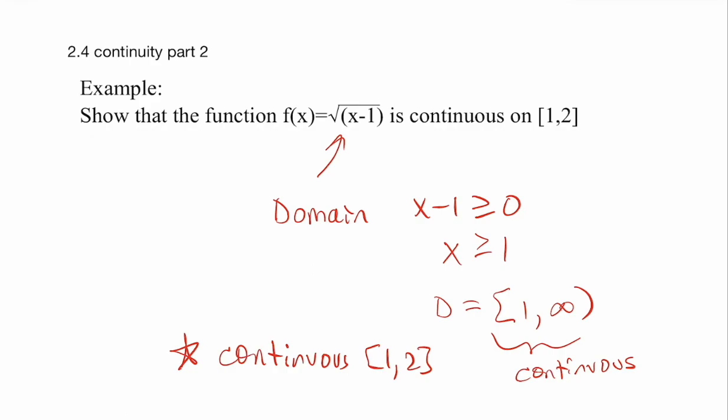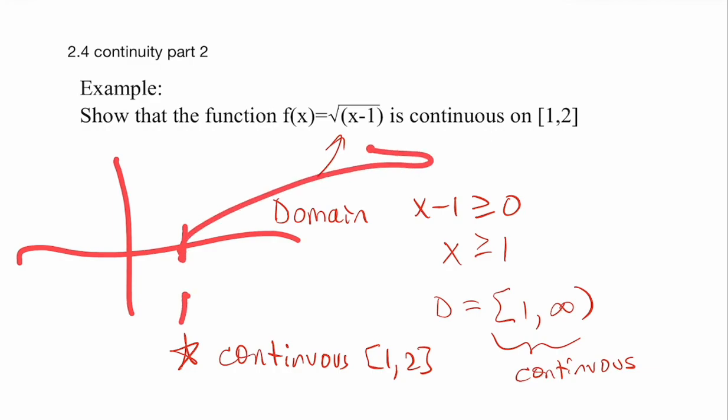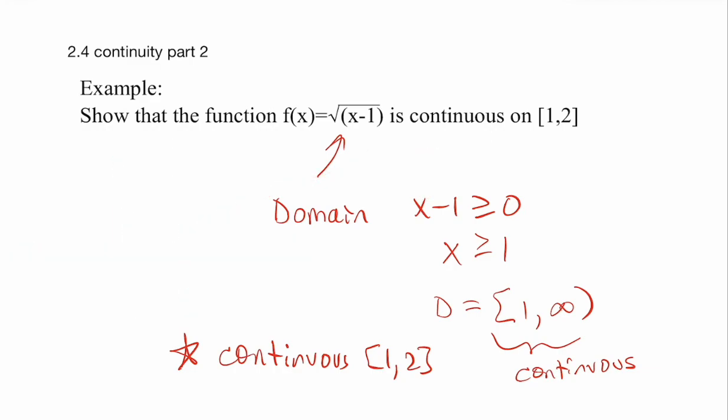Now, this particular square root starts at 1 and goes over. So it only has continuity from the right at 1. 1 is only defined on one side, from the right side. But that interval includes 1 from the right side, so you're good.